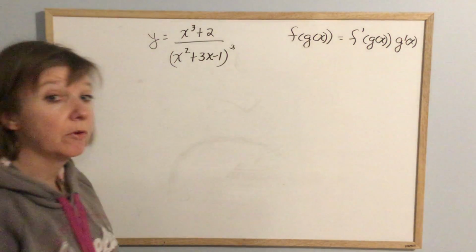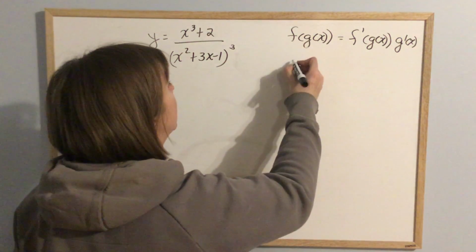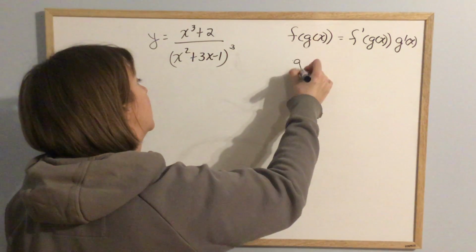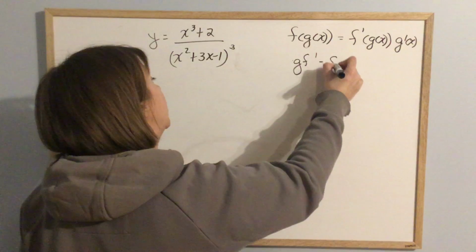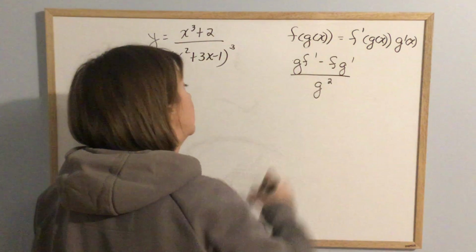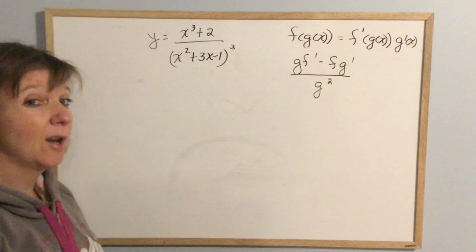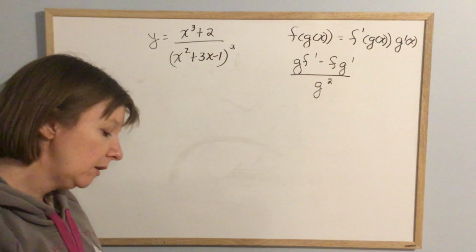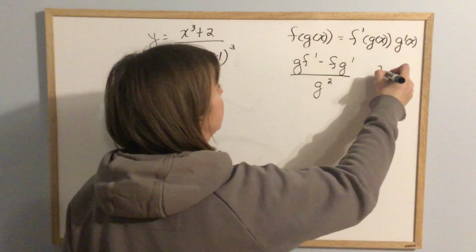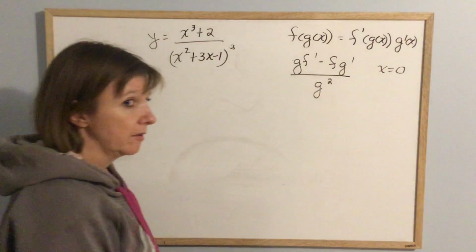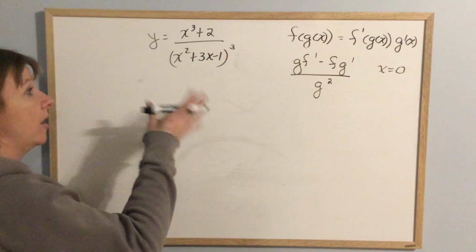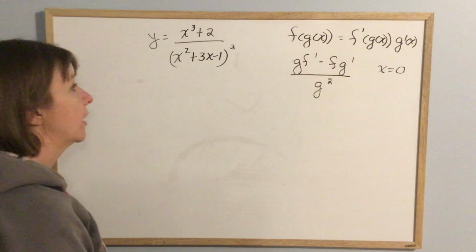So because we're dividing, this time we have to do the quotient rule. The quotient rule is gf prime minus fg prime all over g squared. But again, within that, we're going to have to do the chain rule. And again, we're evaluating the slope of the tangent when x is 0. So, g is the bottom, f is the numerator.